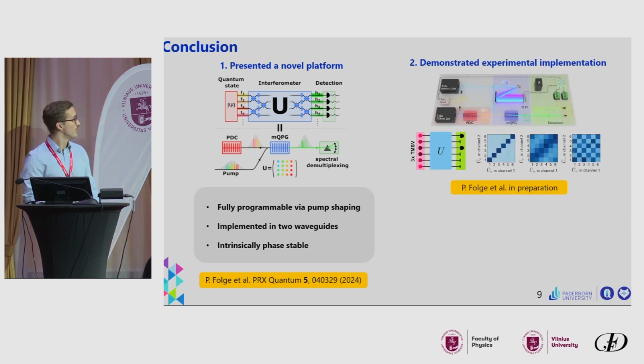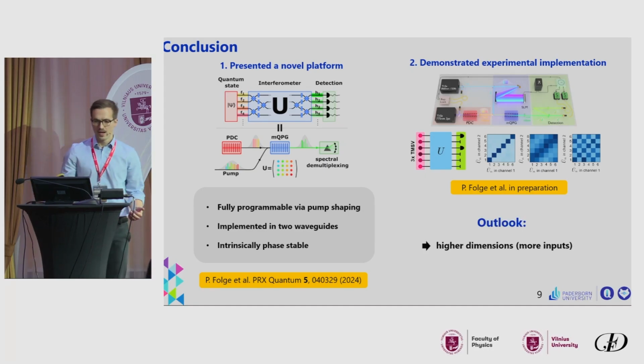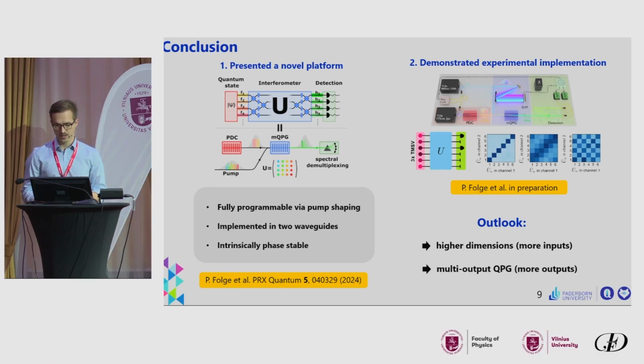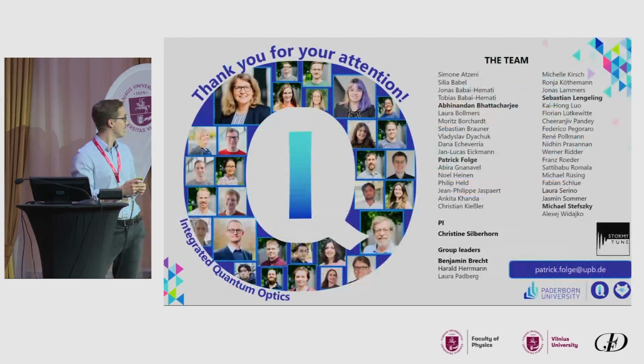And then I showed you that in our first experiments with this, we actually managed to implement full control over the unitaries we are implementing with this. And the outlook is quite simple: going to higher dimensions, so adding more outputs and inputs. Thank you very much, and I'm open for questions.